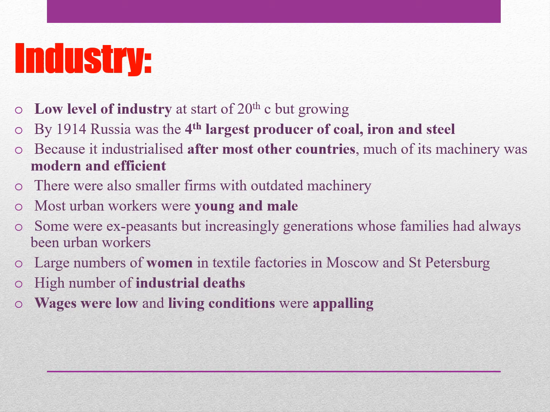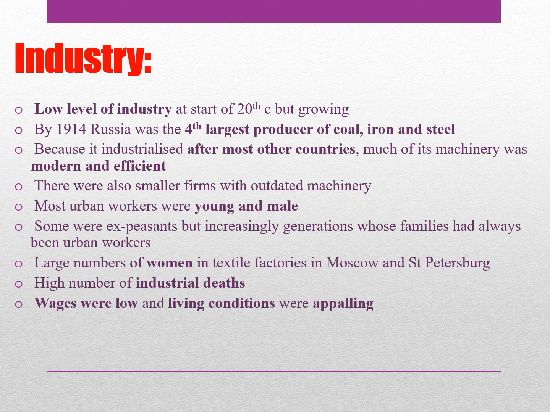By 1914 and the start of the war, Russia has now become the fourth largest producer of coal, iron and steel. Because it industrialised after most other countries, most of its machinery was actually modern and efficient, and they were actually doing quite well, but there were some smaller firms that had more outdated machinery and things like that. Most of the urban workers were young and male, so that actually helps. Some were ex-peasants, but increasingly generations of them were families who'd always been urban workers. They'd moved to these areas to get jobs and were no longer considering themselves peasants, they now considered themselves urban workers.